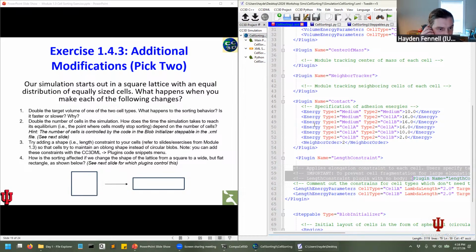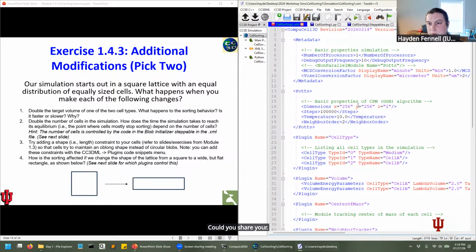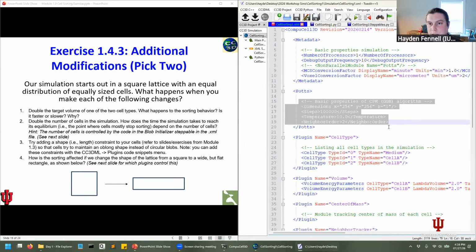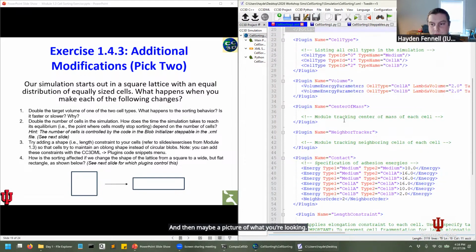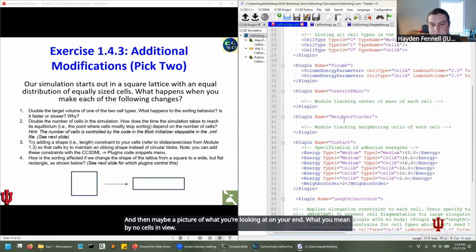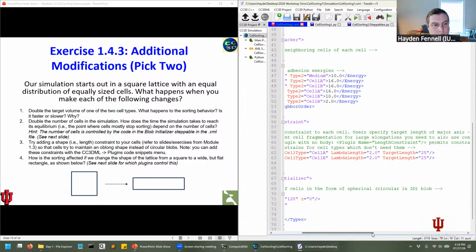Maisha says, I tried the rectangle, and for certain dimensions, there are no cells in view. Could you share your Potts plugin with your lattice dimensions and your BlobInitializer? And then maybe a picture of what you're looking at on your end, what you mean by no cells in view. Yep, there you go. So you probably, your center was outside the actual bounds of the lattice.